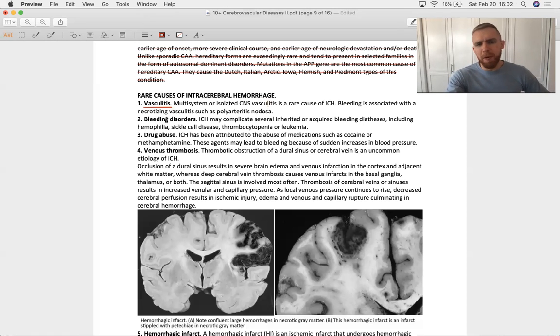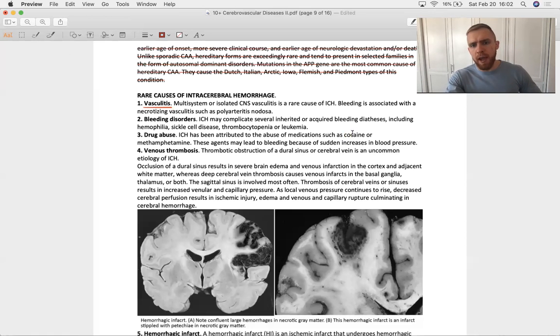Bleeding disorders, maybe if you're just totally anticoagulated, you know, to the moon, you're on warfarin and you got an INR of like 5 or something, it's like you're never going to clot, like we're going to be waiting for you to clot next month. Same thing with heparin. So someone who is anticoagulated to the moon and back is going to have a higher risk of an intracerebral hemorrhage, especially if they're hypertensive at the same time.